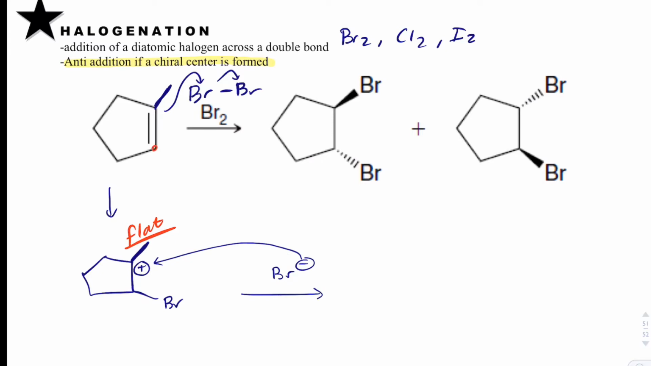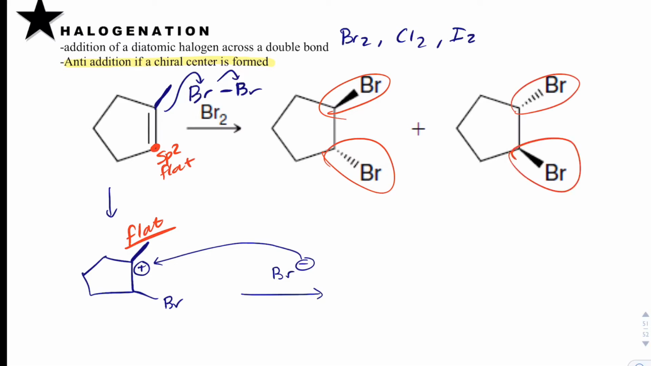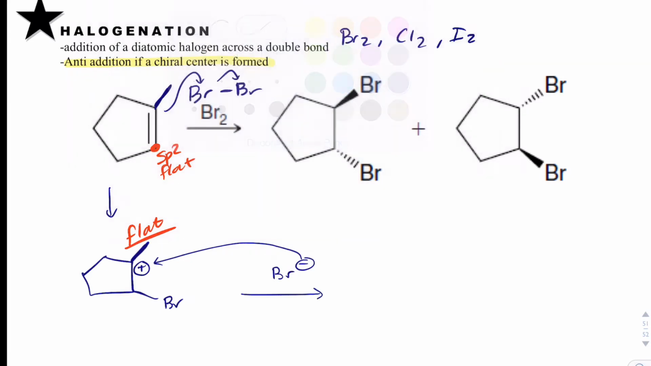Additionally, this was a flat carbon as well. This was sp2 and this was flat. So what you're going to get is both combinations, wedges and dashes. So this, if I fixed it, adding that methyl, we would have dash methyl here, wedge methyl here. Okay, anti-addition. Again, when things go flat, we expect our nucleophiles to be able to attack from both sides.